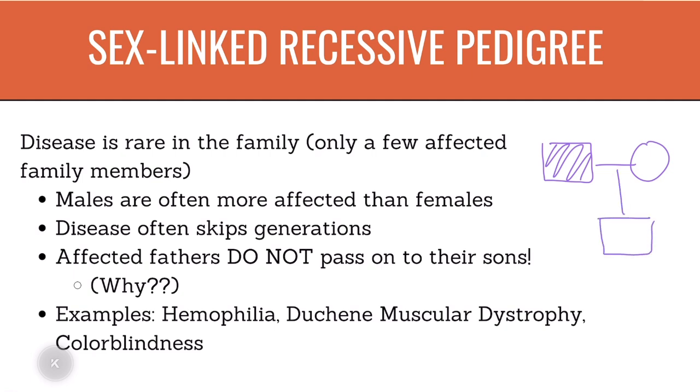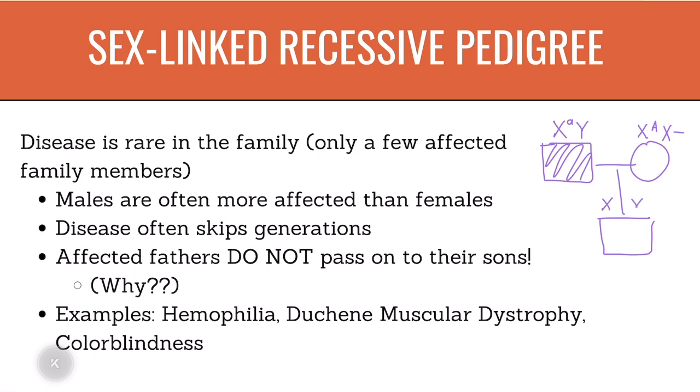Alright, so here is a very small Punnett square. This is a man who has the disease. So that would be his genotype because he's XY, those are his sex chromosomes, and then that lowercase letter represents the recessive allele. And then you have mom, who is at least one capital, one dominant allele because she's not shaded in.